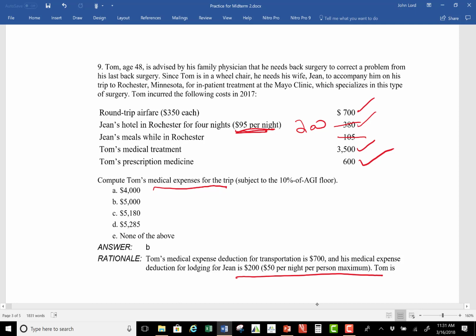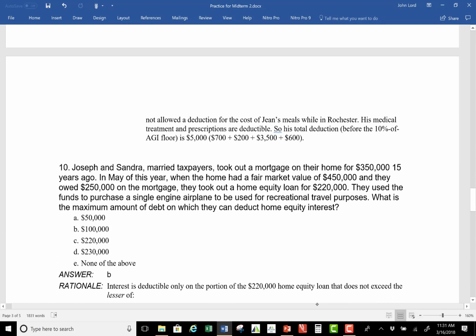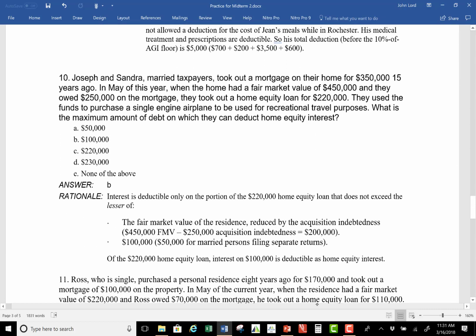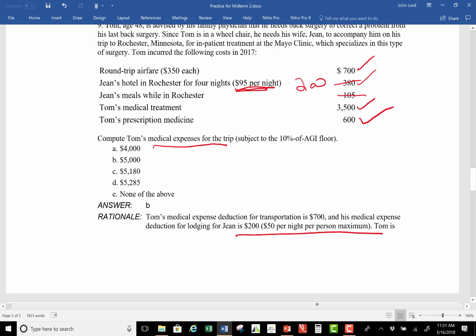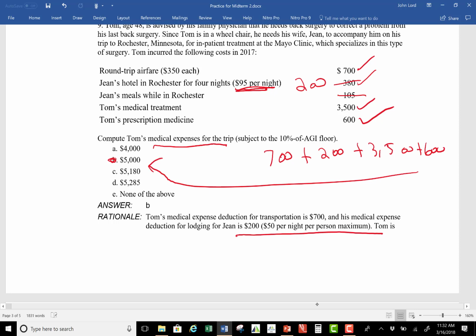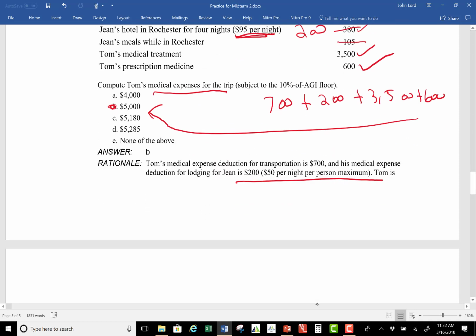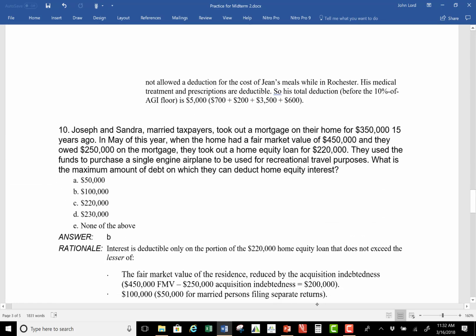Okay, good. Let's go ahead and take a look at number 10. And we're moving right along here. Was there a multiple choice there? So the answer was B. Just to clear that up, it's 700 plus 200 plus 3,500 plus the 6 for the medicine. Hopefully that comes to 5,000. Okay, good. All right, let's take a look at number 10.